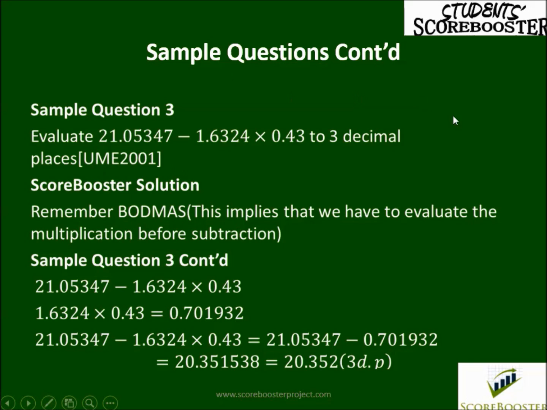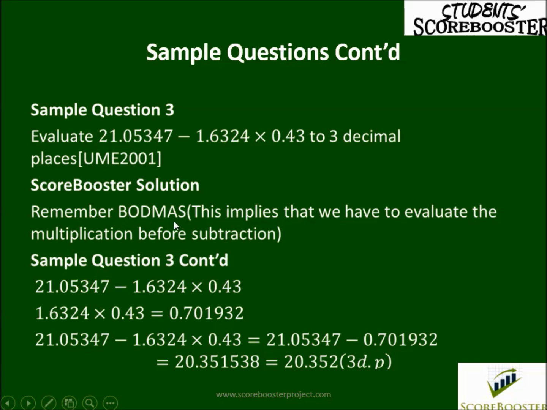So let's look at another sample question. Evaluate 21.05347 minus 1.6324 times 0.43 to 3 decimal places. This question is from UME 2001, and here is the solution. From the principle of BODMAS, which implies bracket, of, division, multiplication, addition, subtraction, this is the sequence of simplifying arithmetic operations on numbers.